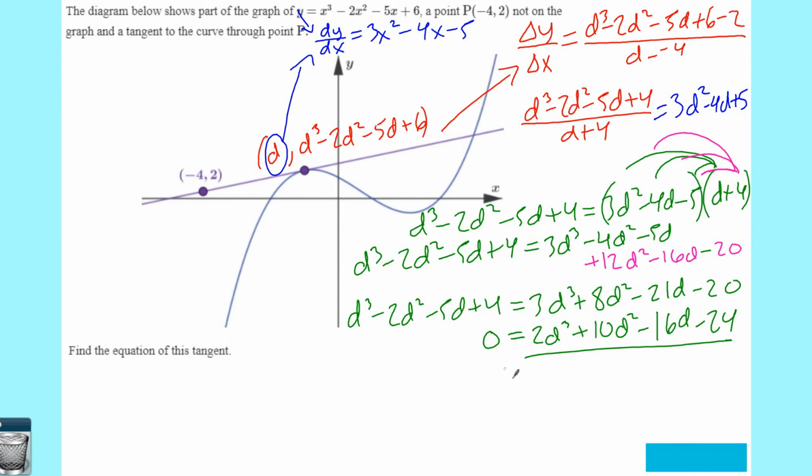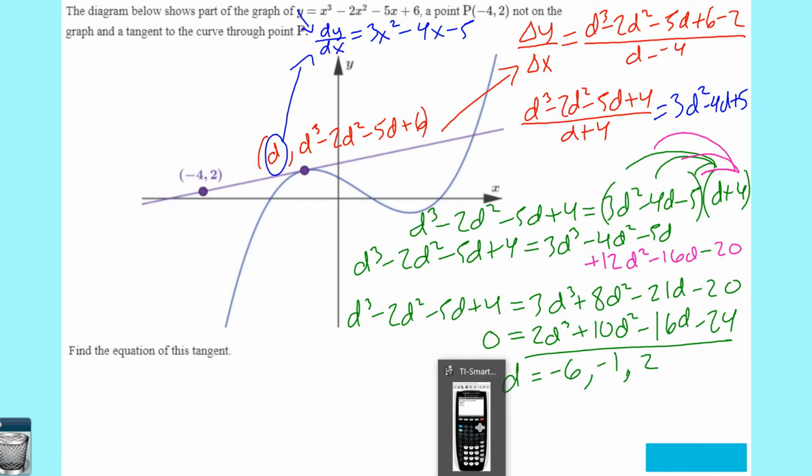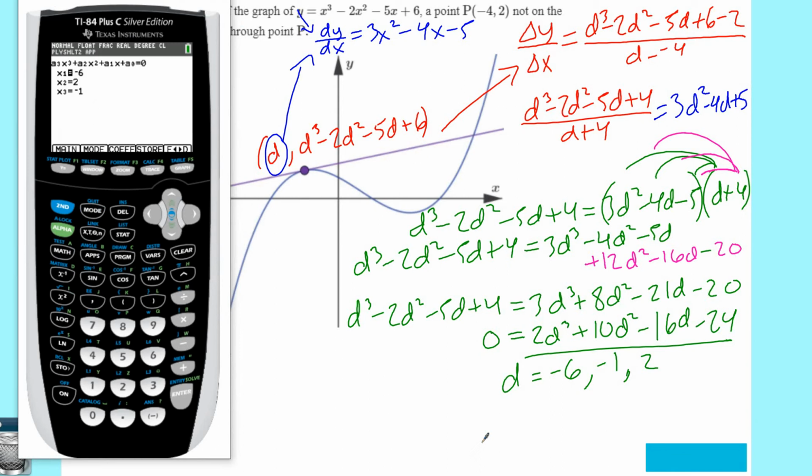So here, D is either -6, what did I just say, 2, or -1. Doesn't matter the order, I'm just writing them out. Okay, that was one way to solve it. Another way to solve it is that you can find the intersection of those two equations. So like if I go to my graph, sorry, let me exit out of this.